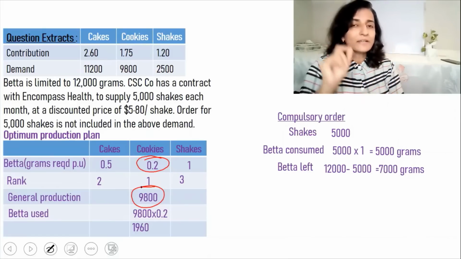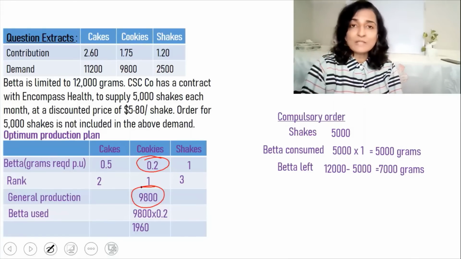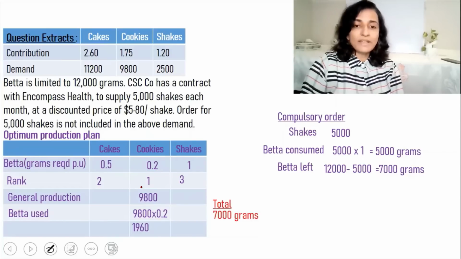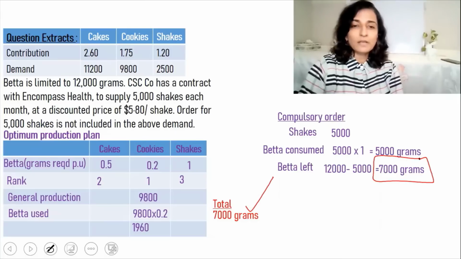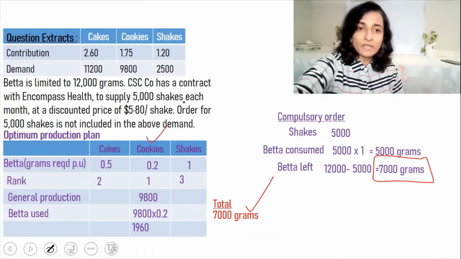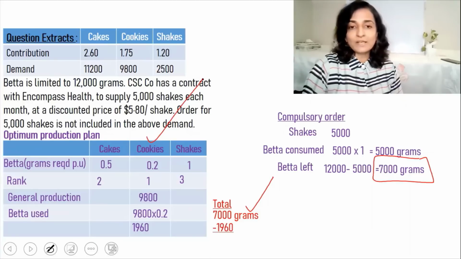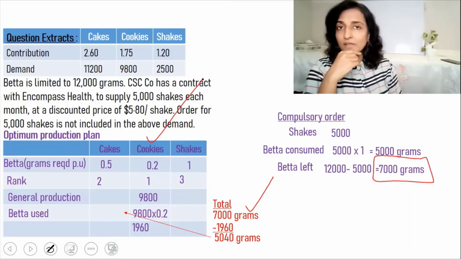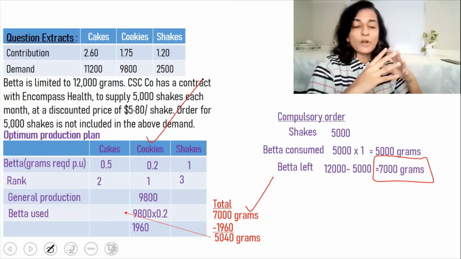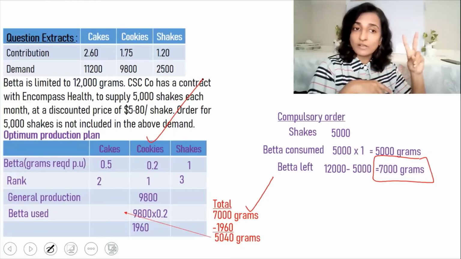So what is the balance left? Let's calculate the balance of beta which is left. Right now we have a total of only 7,000 grams. Already 1,960 grams have been consumed for making cookies, so I'm going to reduce 1,960. Now the balance we have left is just 5,040 grams.